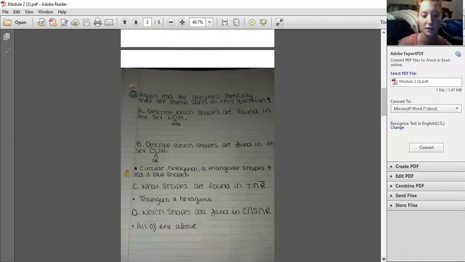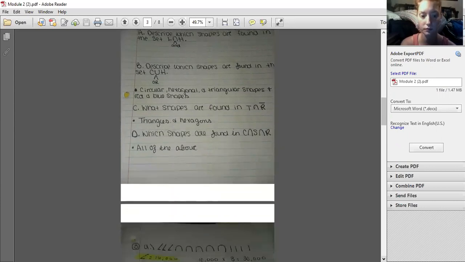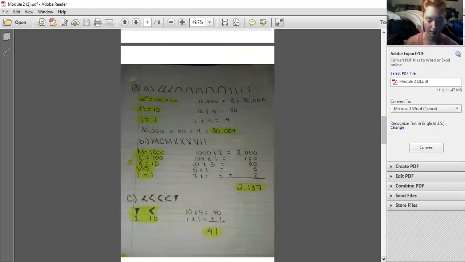Alright, so number 2 is the same thing, except we're going to be using shapes instead of letters. So just use the same kind of process that you did with number 1. Alright, number 3. Alright, there are 4 parts to this question.